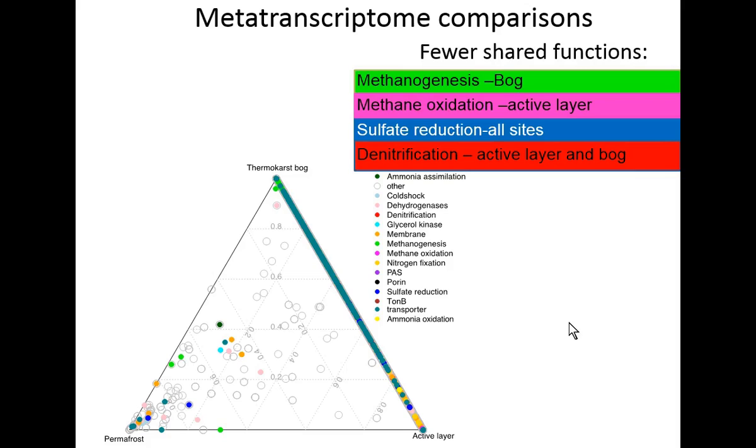The thermokarst bog had the genes for methanogenesis, so those were the actively expressed genes. The active layer had genes for methane oxidation. Sulfate reduction was found in all sites, also here in permafrost. And then denitrification was found in the active layer and bog.